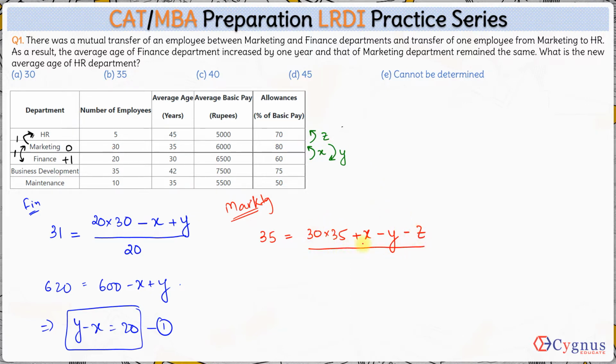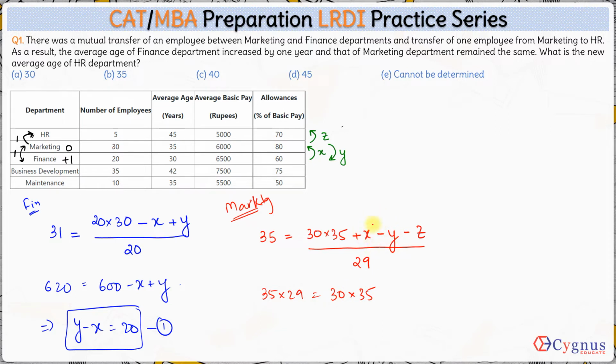So this is the new sum for marketing department, and the number of people in marketing department will reduce by 1 because 1 went to finance, 1 came from finance, so net change 0, but 1 went to HR. So the number of people in marketing department reduces by 1. So this becomes 29 here. Okay. So we have 35 into 29 is equal to 30 into 35 plus X minus Y minus Z.